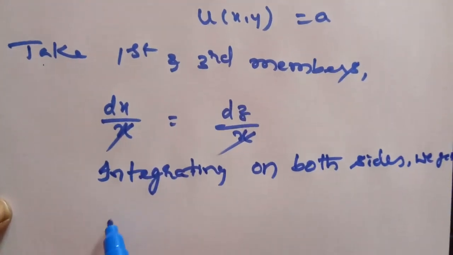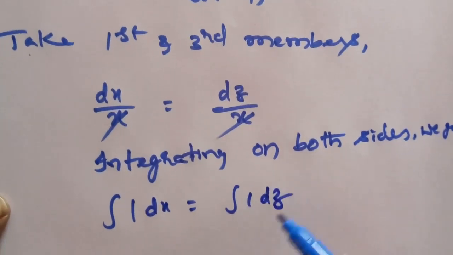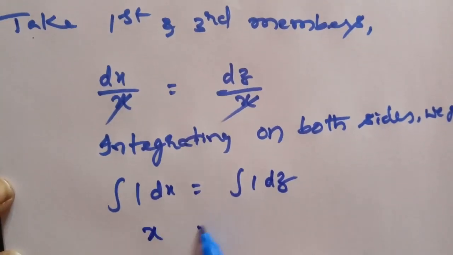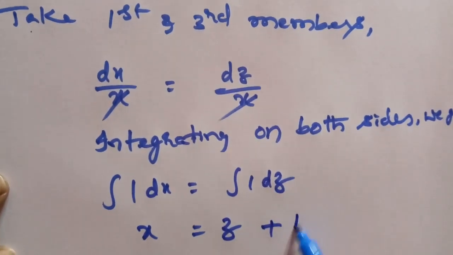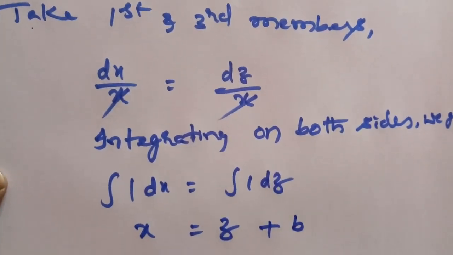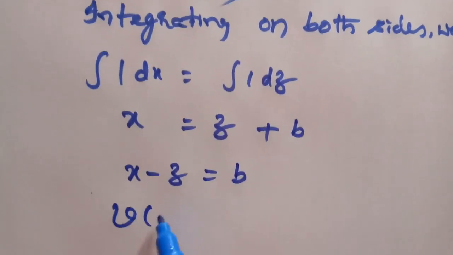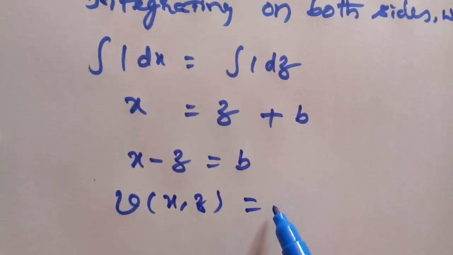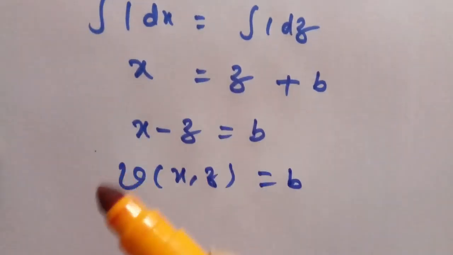We get integration of 1 dx, integration of 1 dz. Therefore, integration of 1 is x, integration of 1 with respect to z is z plus constant of integration, say b. Therefore, x minus z equal to b. Therefore, v of x comma z equal to b. So, this is another independent solution.